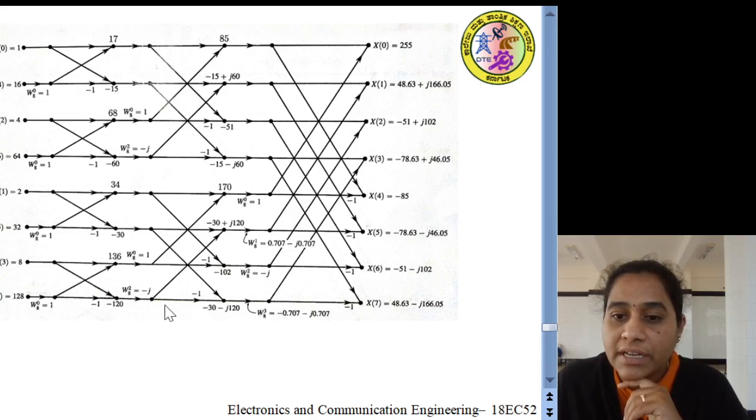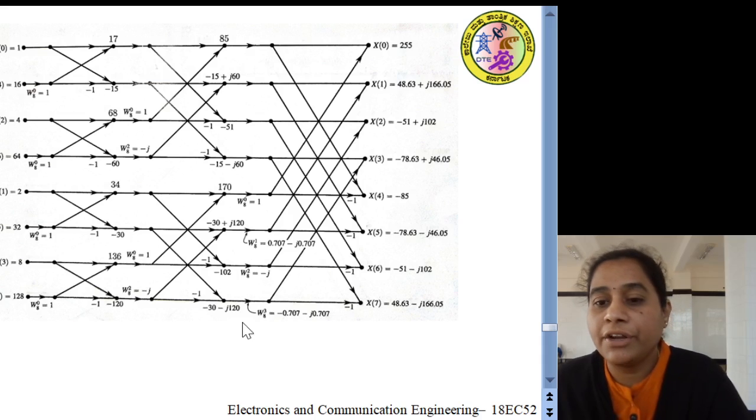So this is the second stage of computation. The output of the first stage will now be considered as input to the second stage. After the second stage computation, we obtain the outputs as 85, minus 15 plus j 60, minus 51, minus 15 minus j 60, 170, minus 30 plus j 120, minus 102, minus 30 minus j 120.